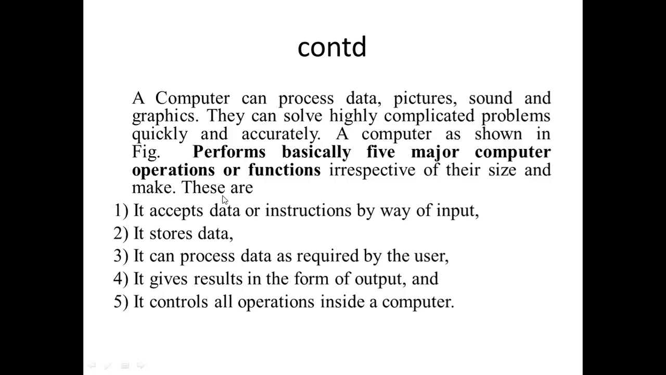So first, the computer gets the input, after that it stores the input, then it processes the input, after processing it generates the output or result, and at the end it controls all the operations. So these are the 5 operations and functions performed by a computer: get the input, store the input, process the input, give the result or generate the output, and control the operations of the computer system.